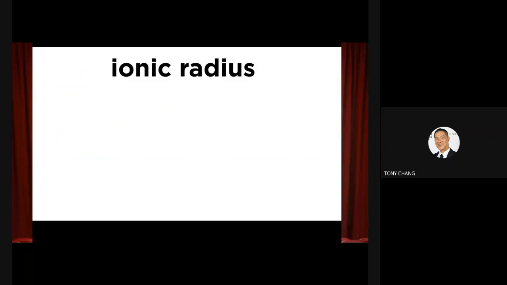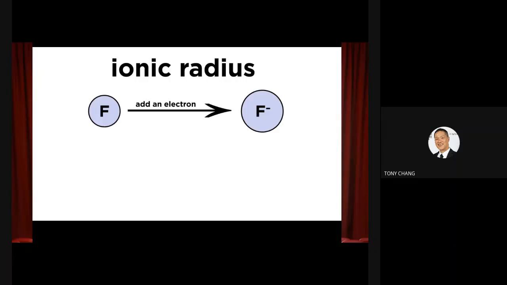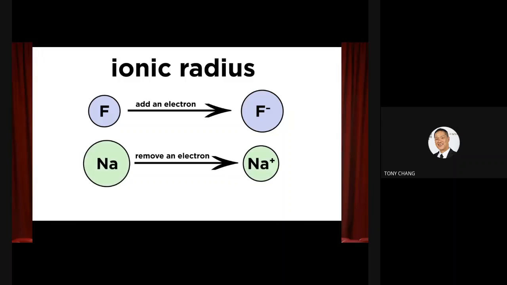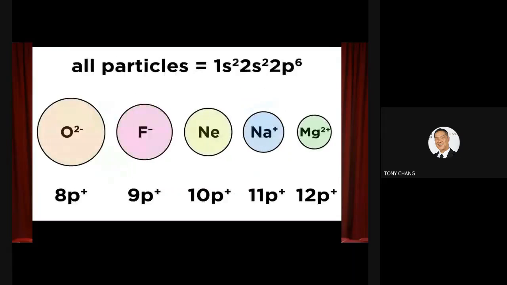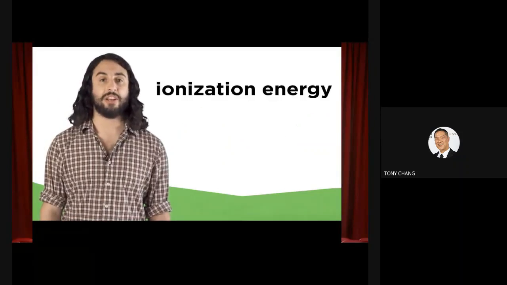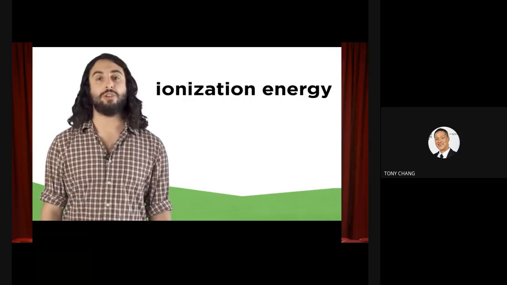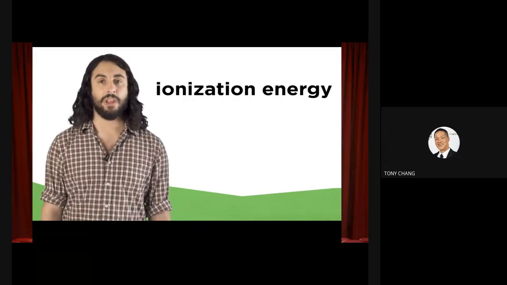Ionic radius is a little different. Electrons repel each other, so adding an electron makes an atom bigger. Taking one away makes it smaller. Ions with the same electron configuration will have their radii decrease as the atomic number increases. Next, we look at ionization energy. This is the energy required to remove an electron from the atom. It will always be an electron in the outermost shell.